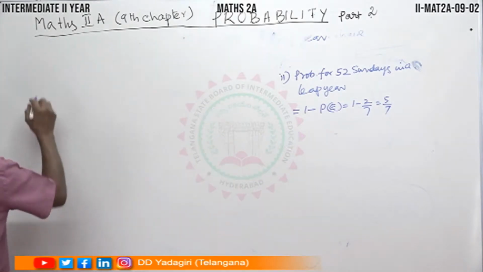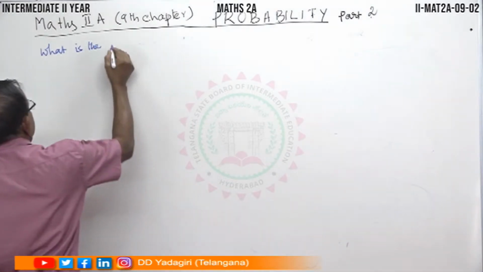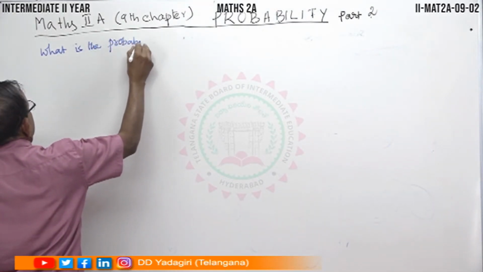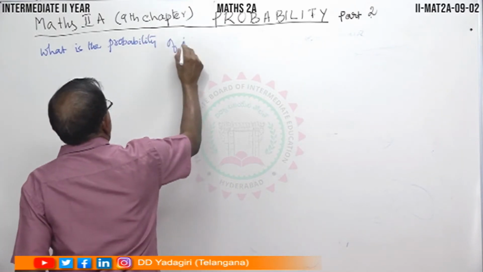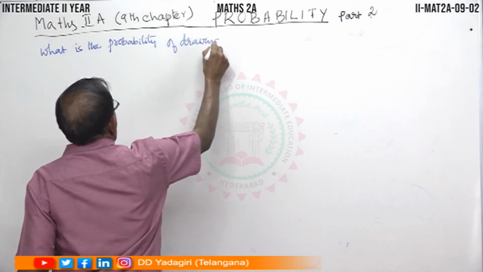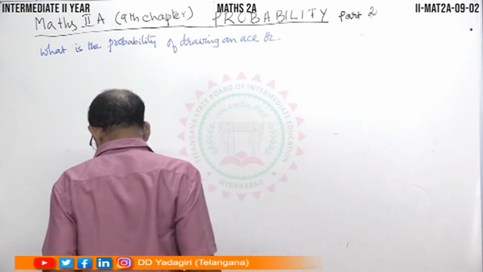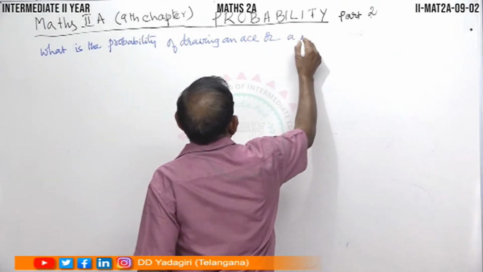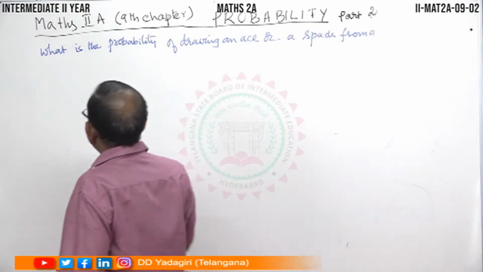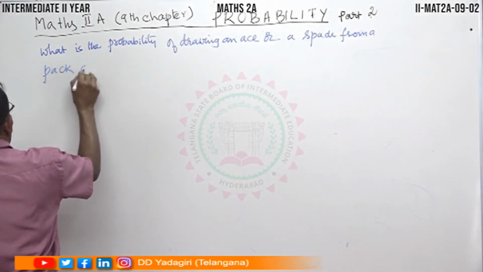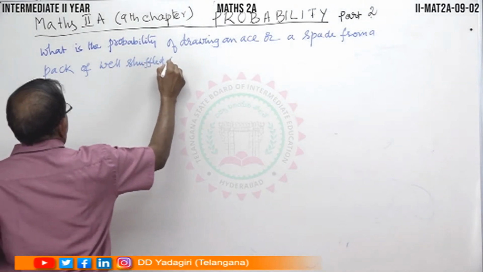Next question. What is the probability of drawing an ace or a spade from a pack of well shuffled 52 cards?